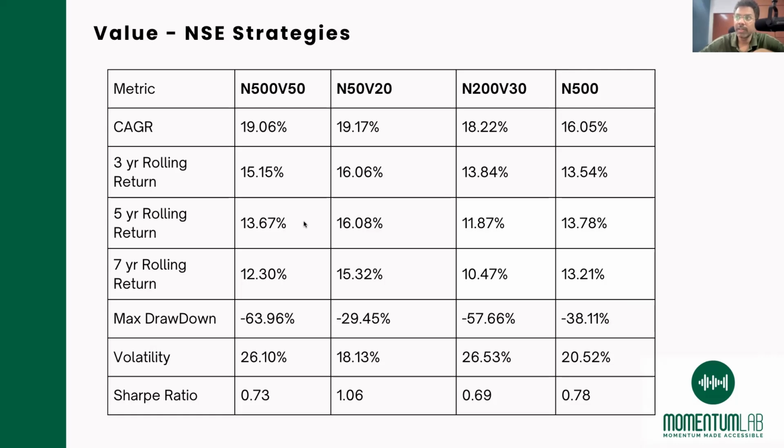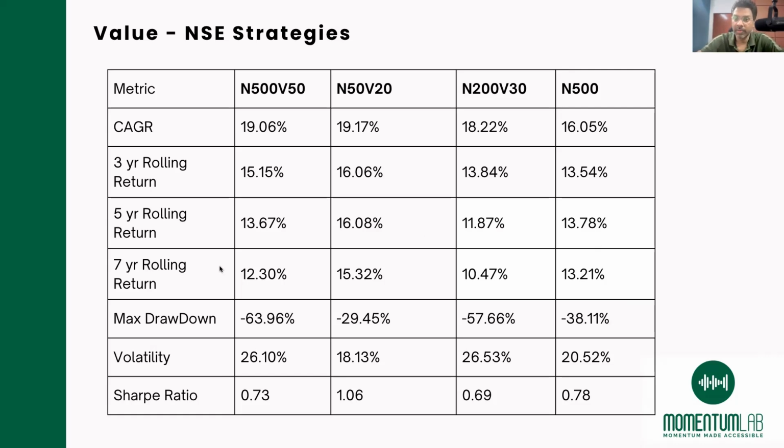If you notice, the Nifty 500 value 50 and Nifty 200 value 30 5-year rolling returns are even less than Nifty 500. So in 3 year, it was good, but in 5-year rolling return, the Nifty 500 and Nifty 200 value have started to underperform even the benchmark Nifty 500. Only Nifty 50 value 20 is holding the ground.